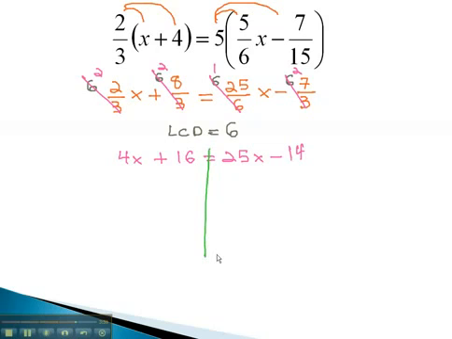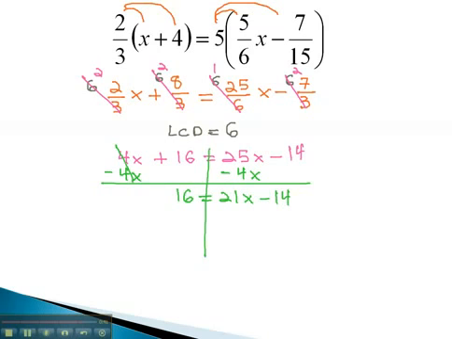Now, we are ready to solve this equation by balancing, getting the variables on one side. We can do that by moving the smaller one, subtracting 4x. Now, we have 16 equals 21x minus 14. It's a two-step equation. We can get the x alone by adding 14 to both sides. 16 plus 14 is 30 equals 21x.